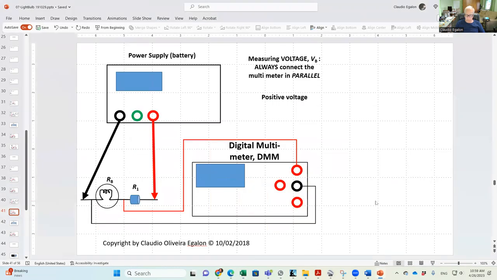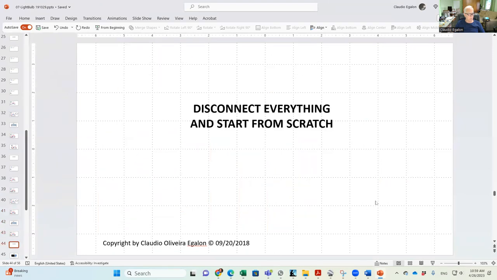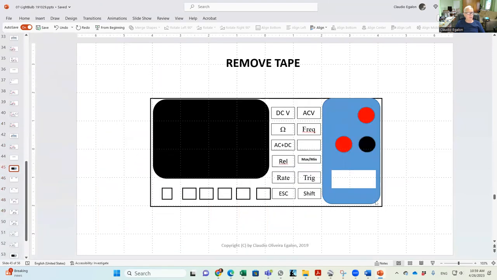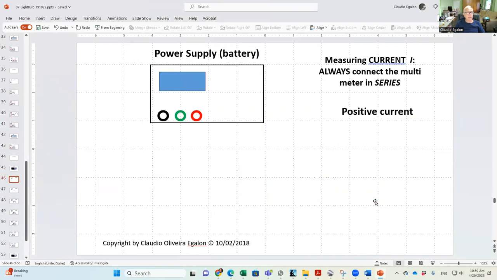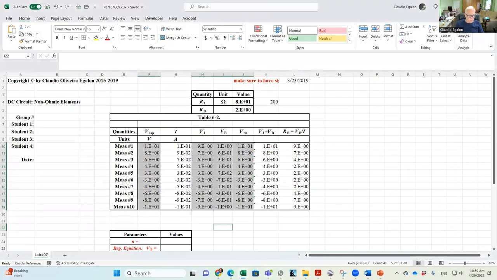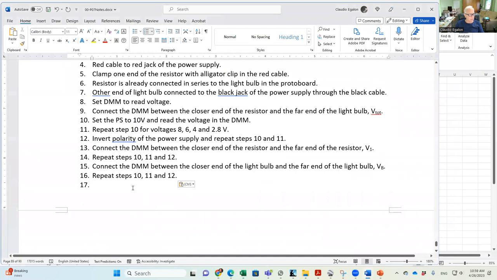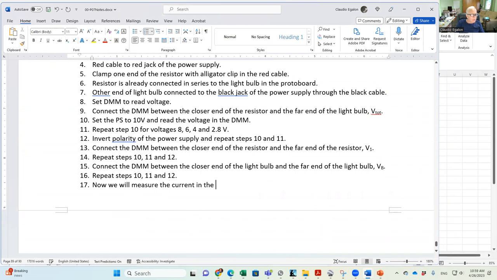And then what you have to do, we invert, right? Disconnect everything, start from scratch. Measure current I. Now you're going to connect the multimeter in series. To measure the current, I'm going to write that down here: now we will measure the current in the circuit. Start from scratch. That's a good procedure, because the multimeter is going to be in series. With the circuit, it is always good to start from scratch.